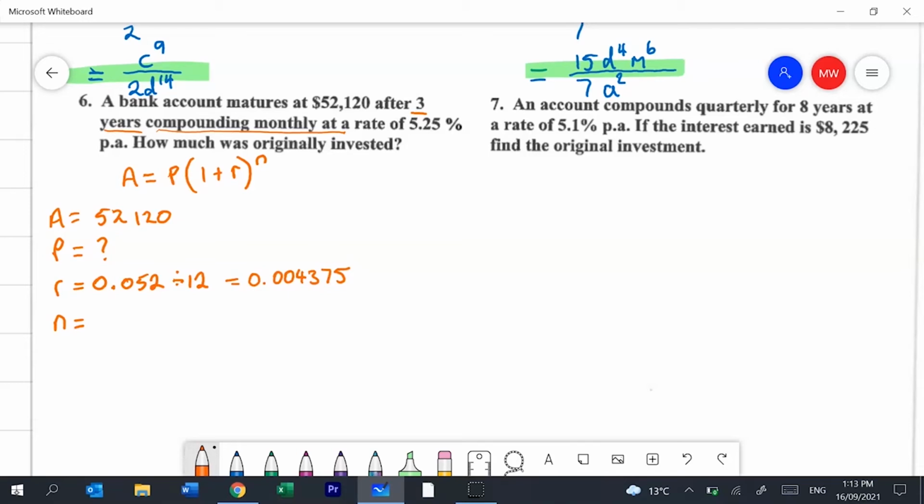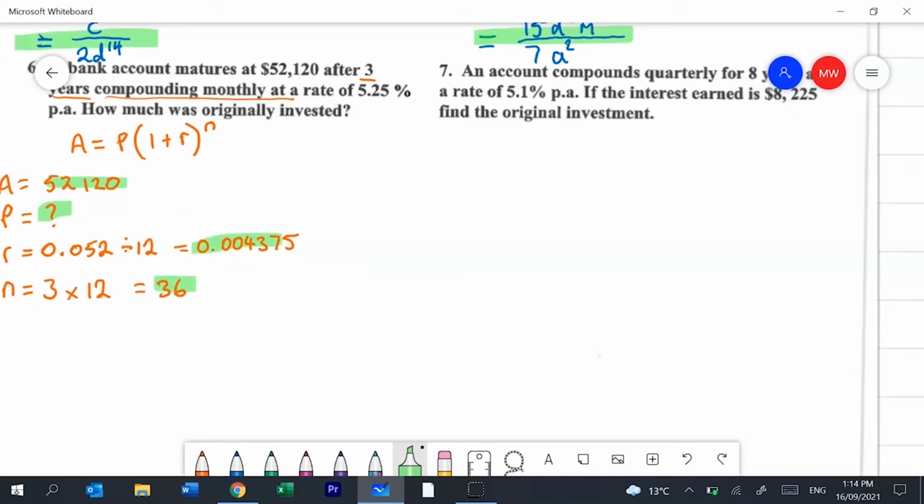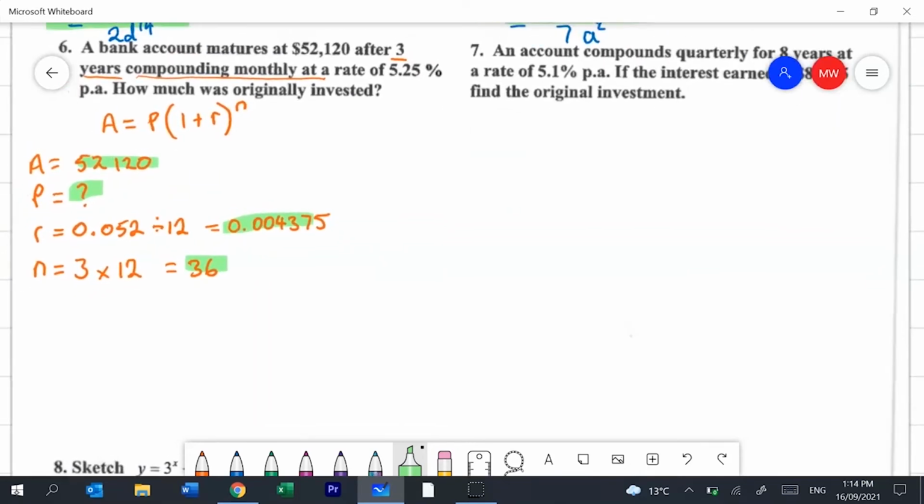And then I've got a number of compounding units. Be careful, it is 3 years, but remember it compounds monthly and there are 12 months in a year, so my end value is in fact 36. So the numbers we're working with are these ones. Let's sub it into the formula and get an answer.